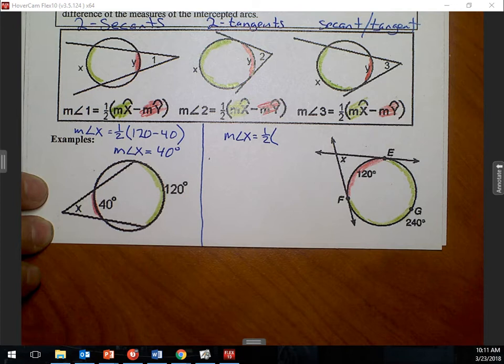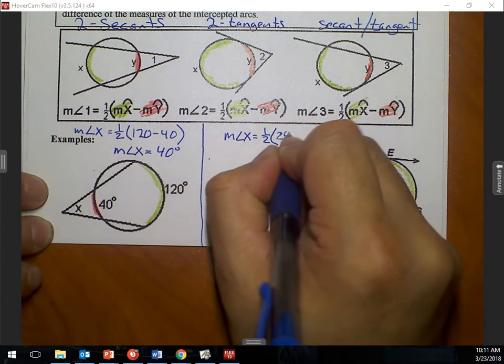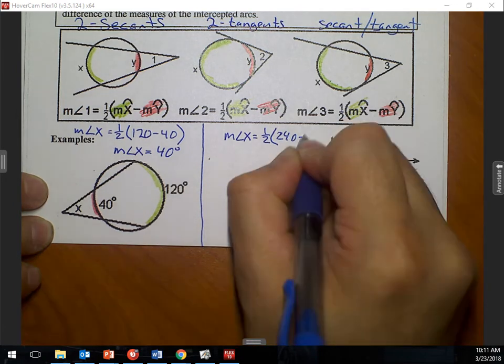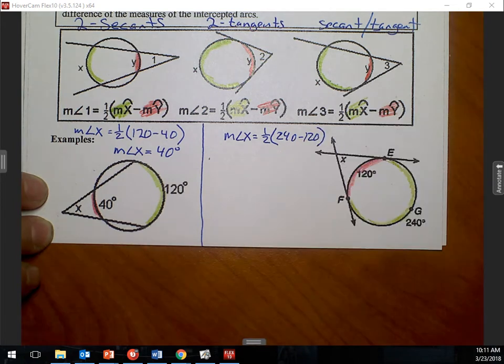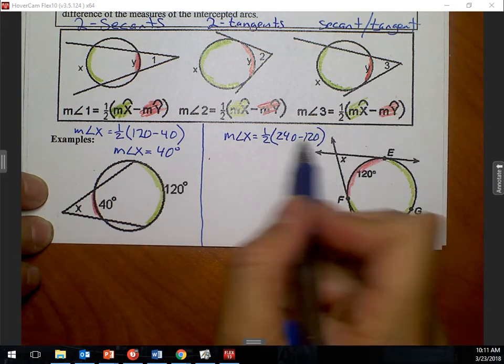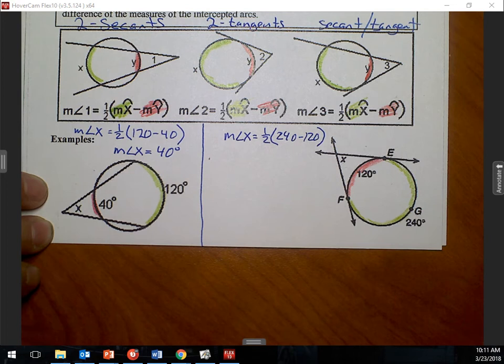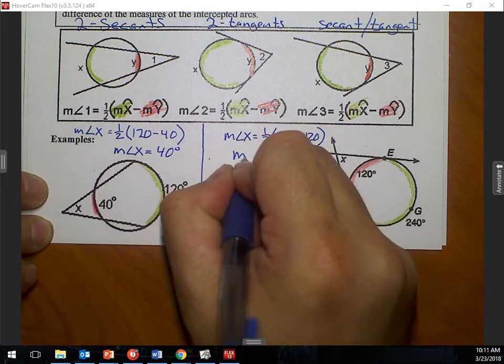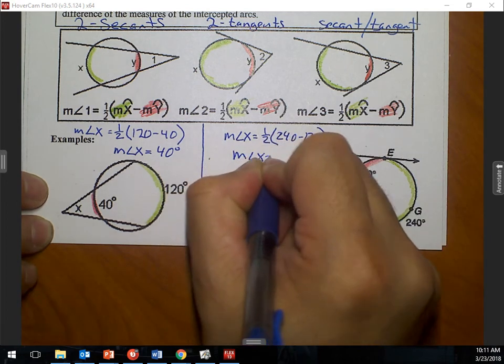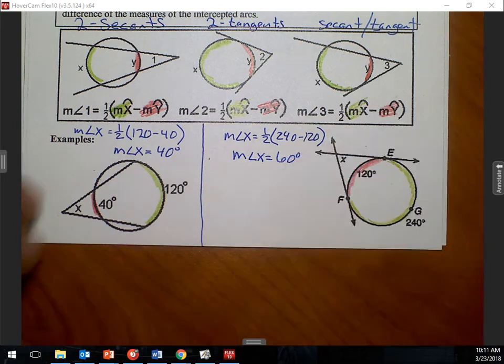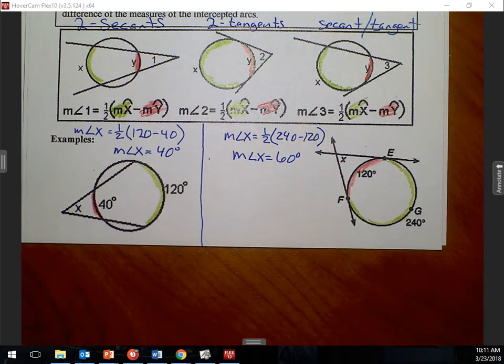So what are we going to have? 240 minus 120. Okay, so this is going to give me 120, half of 120? 60. So measure angle X is 60 degrees. Questions, concerns, complaints?